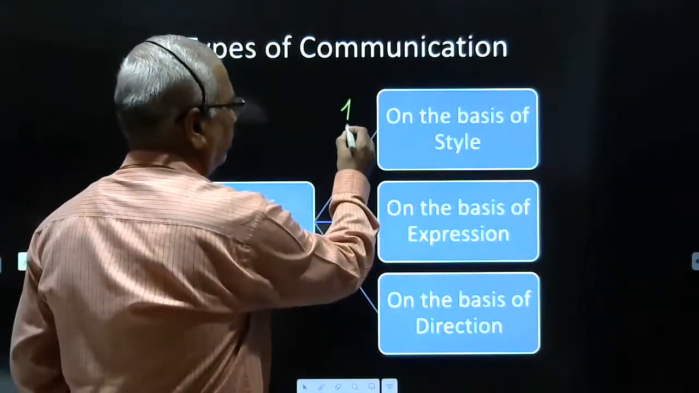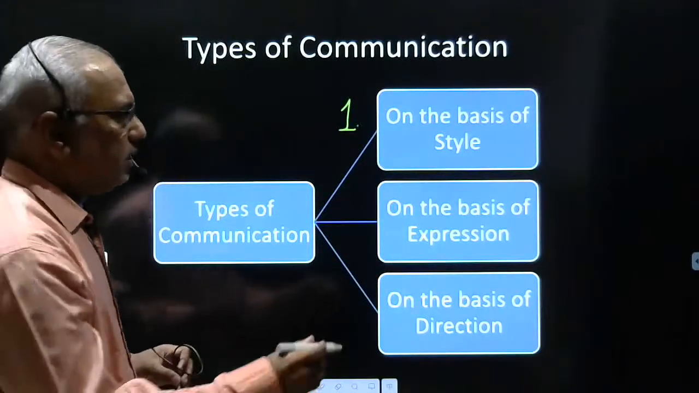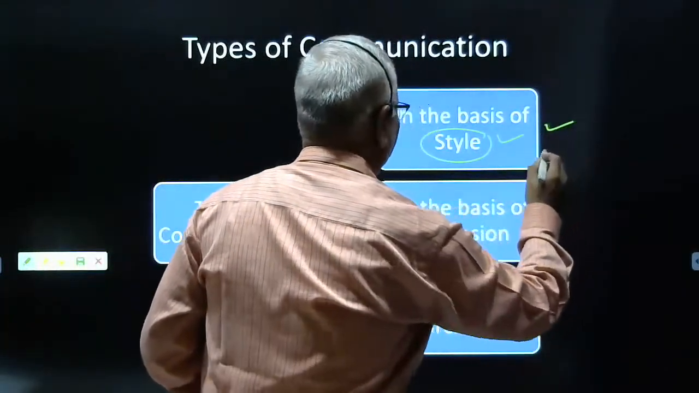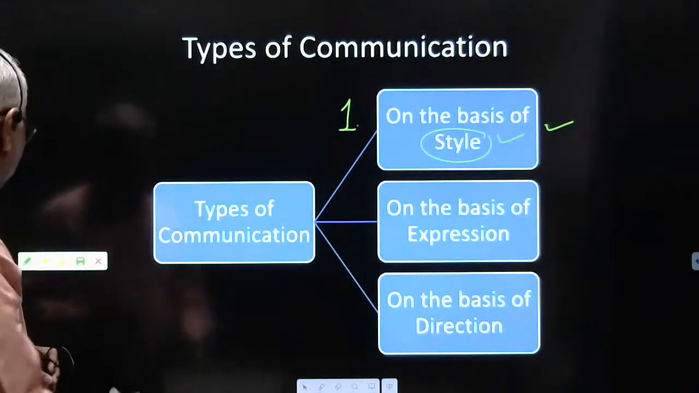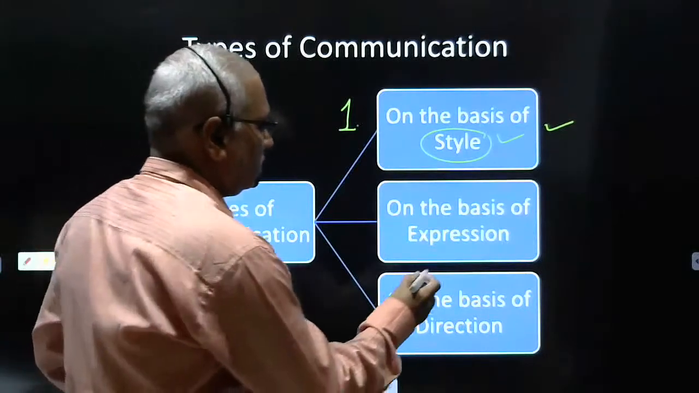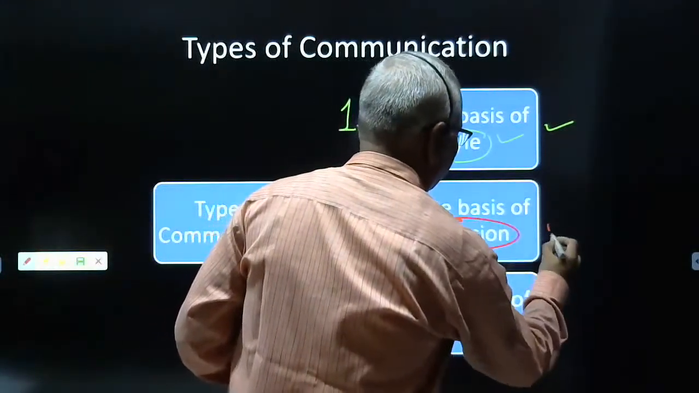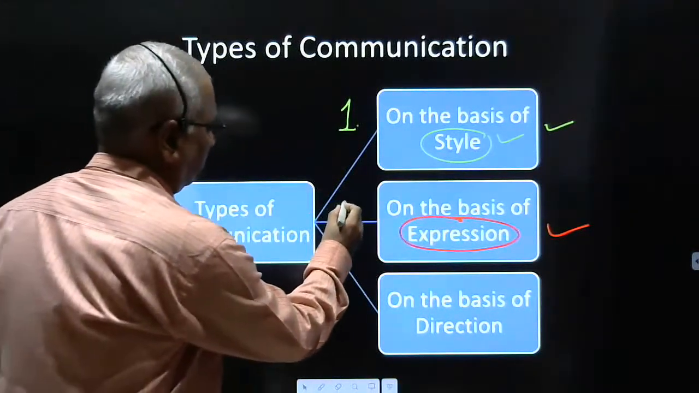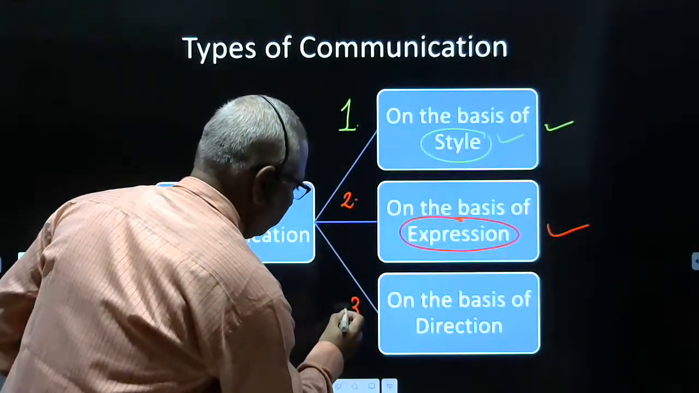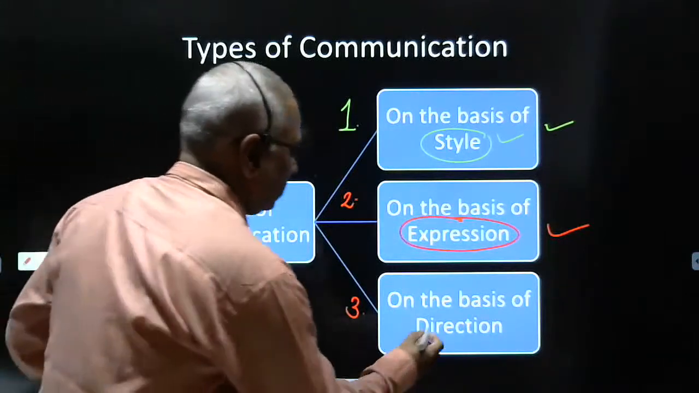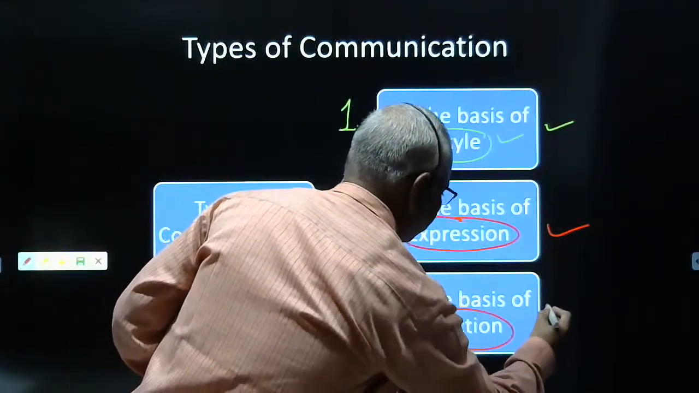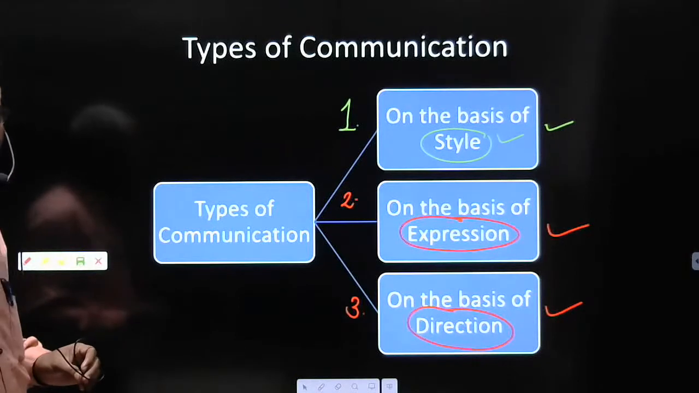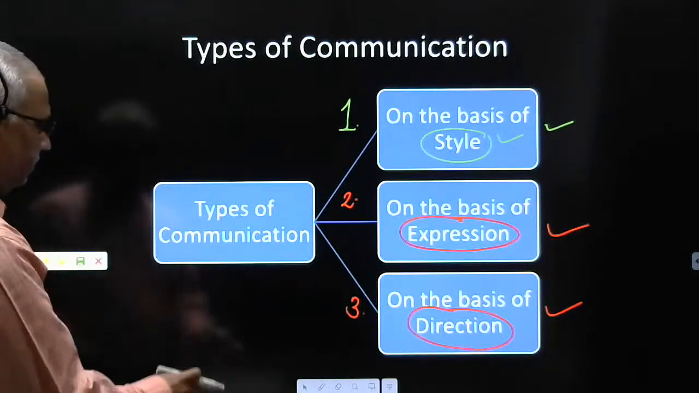The first one is on the basis of style. What type of style you are following whenever you are communicating. On the basis of style you have particular types of communication. Then on the basis of expression also you can have certain types of communication. This is the second classification. And the third classification is on the basis of direction. So these are the three broad bases on which we can have various types of communication. So let us continue.